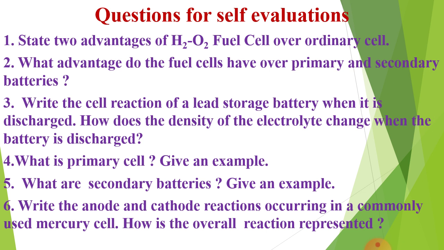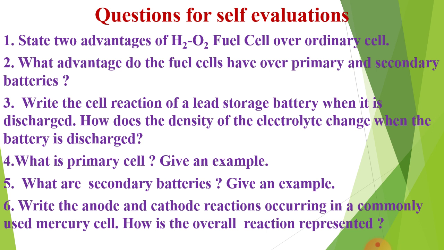Now question number 4. What is a primary cell? Give an example. Primary cell means one time use, not rechargeable. Question number 5. What are secondary batteries? Give an example. These are rechargeable many times.